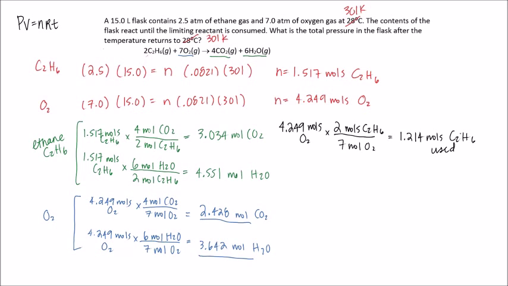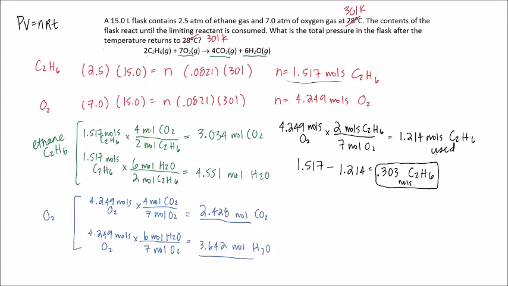Now be careful here, because that tells how much ethane is actually used when all of the O2 is used up, which is what it says when all the limiting reactant is consumed. So we must subtract. 1.517 is the initial amount of C2H6 that we are given right here, minus 1.214. Now this will give us the leftover reactant, the excess, which is 0.303 moles of ethane. So this right here, this is very important.